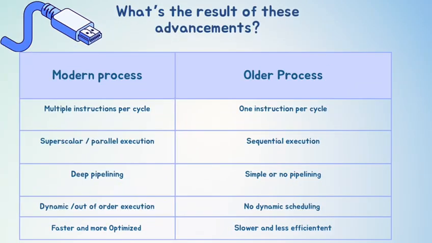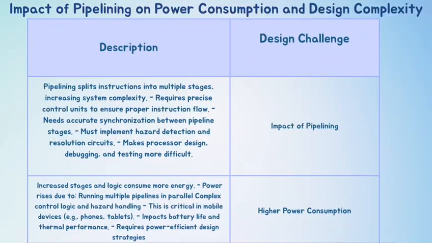What's the result of these advancements? Here we compare two things: modern processors and older processors. Modern processors have: 1. Multiple instructions per cycle. 2. Superscalar or parallel execution. 3. Deep pipelining. 4. Dynamic or out-of-order execution. 5. Faster and more optimized. The second is older processors: 1. One instruction per cycle. 2. Sequential execution. 3. Simple or no pipelining. 4. No dynamic scheduling. 5. Slower and less efficient.